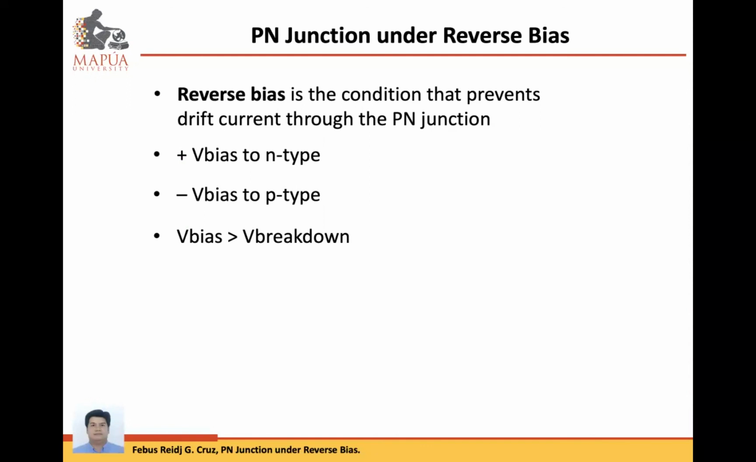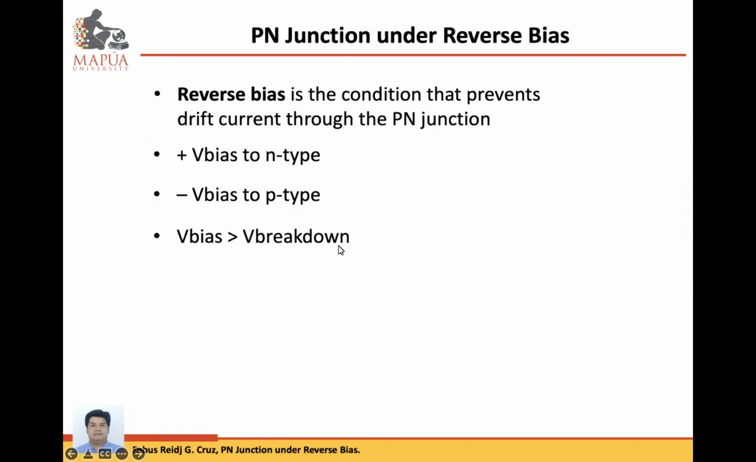And for the magnitude, the bias voltage must be, I think baligtad ito, no? It should be less than. The bias voltage must be less than the so-called breakdown voltage. So we must avoid the breakdown condition. Again, let me correct this. The magnitude of the bias voltage must be less than the breakdown voltage.